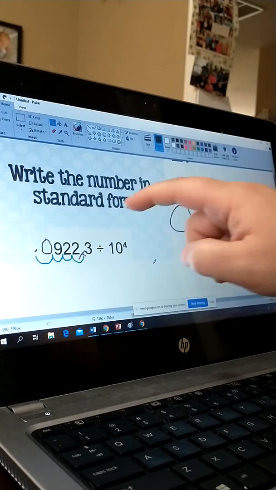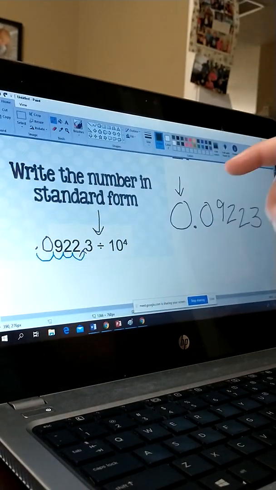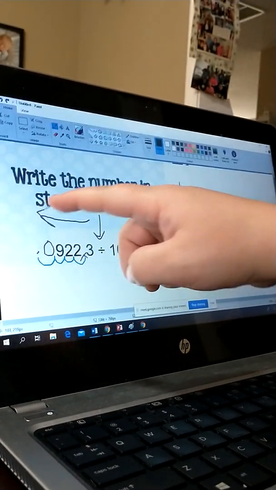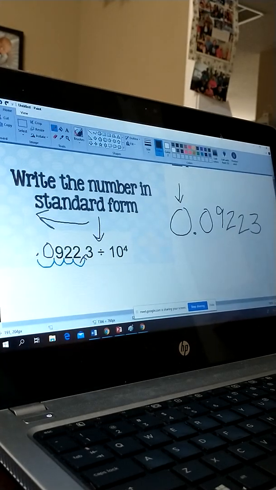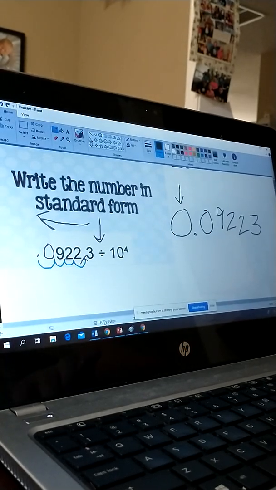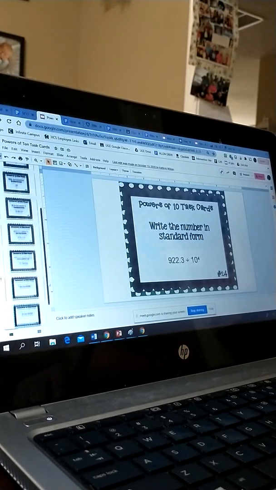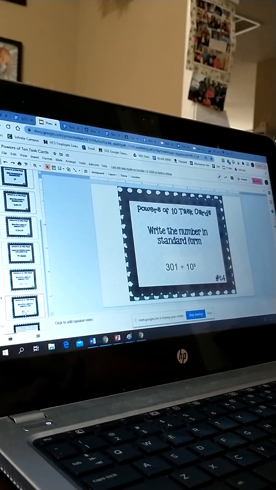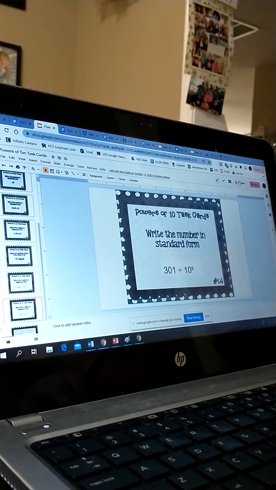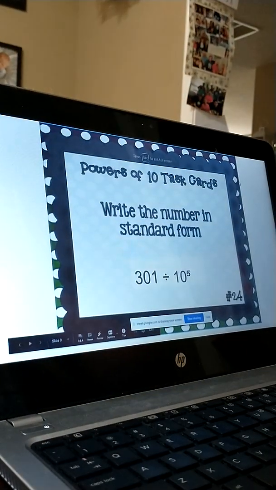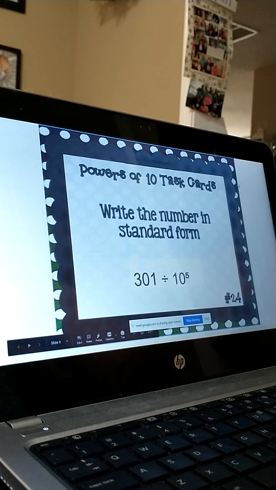The biggest thing right here is remembering that when you divide, you go to the left, and if you multiply, you're moving the decimal to the right. I think we have time for about one more. Okay, let's do this one. 301 divided by 10 to the 5th.